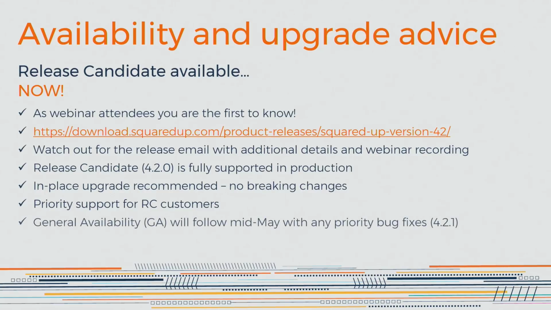What we then do is wait for the dust to settle for a bit, and we release a GA, a general availability release, a couple of weeks later, so that should be around mid-May. If there are any issues that we've had to jump on, that will include those, and that will most likely then be a 4.2.1 release. So depending on your appetite for getting hold of the latest and greatest and getting it into your environments, either jump on it now or hold off for a couple of weeks and plan that later this month, and you'll have the benefits of getting the GA release.